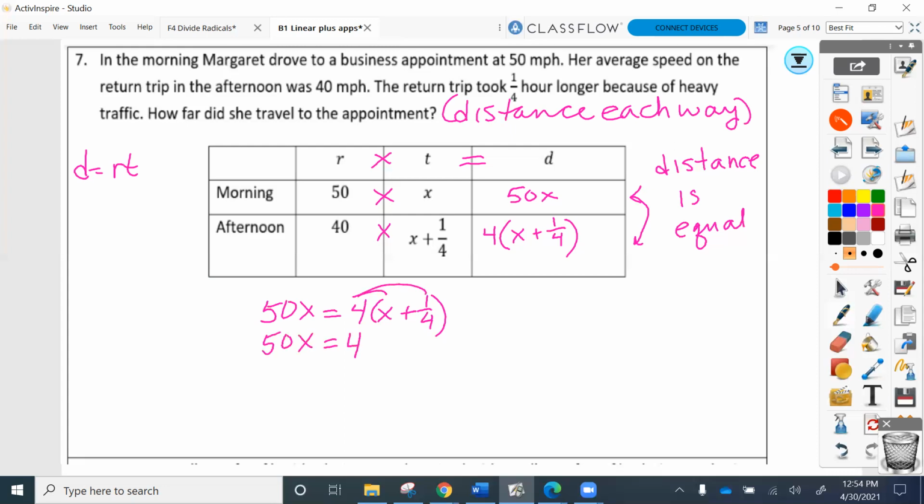Distribute here and here, get 4x plus 4 times 1/4 is just 1. Oops, this should have been a 4. Shoot, let me fix this. Should have been a 4D. So that would be 40x plus 10. Let me rewrite that so it's not so messy.